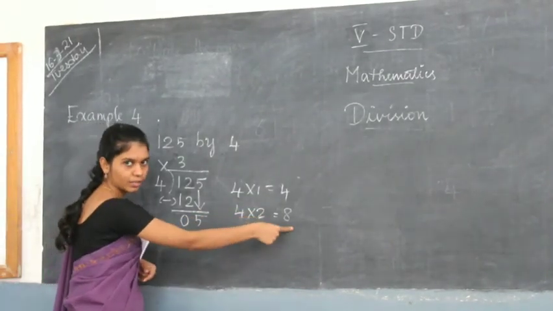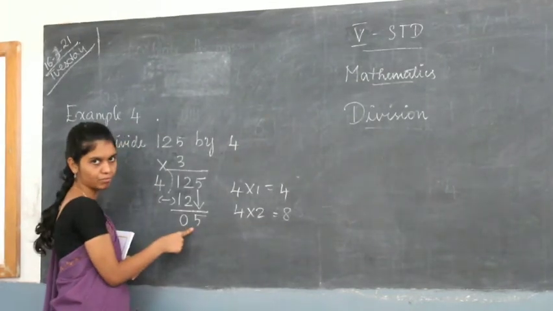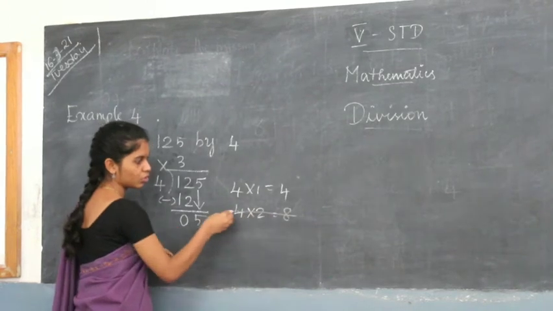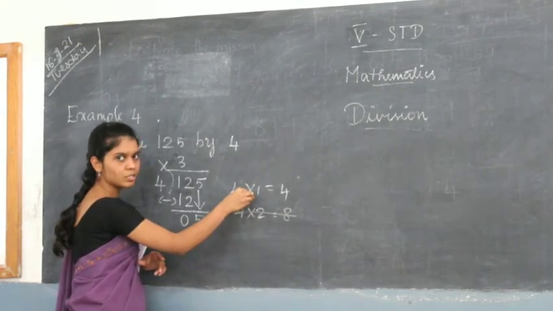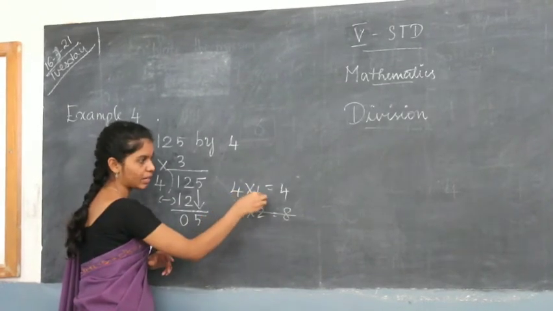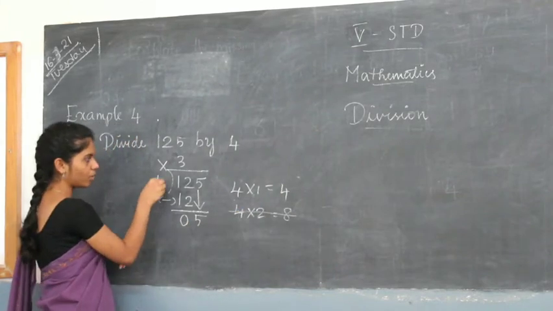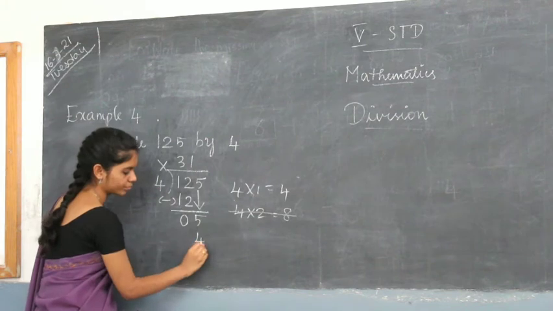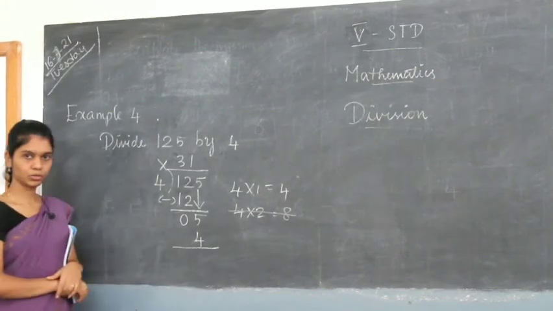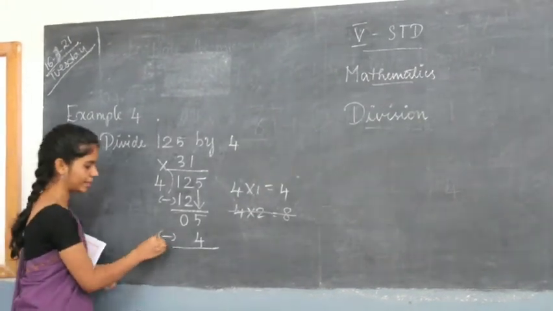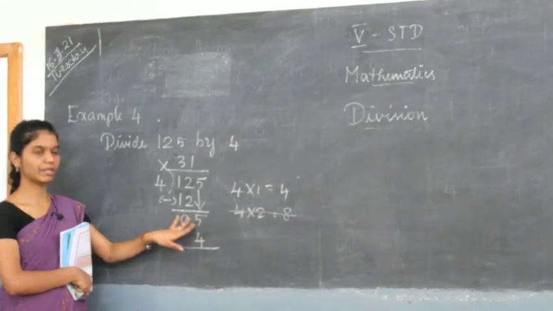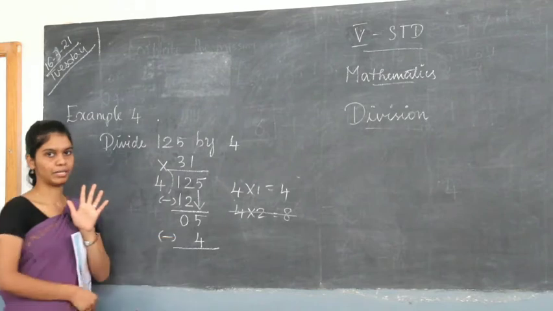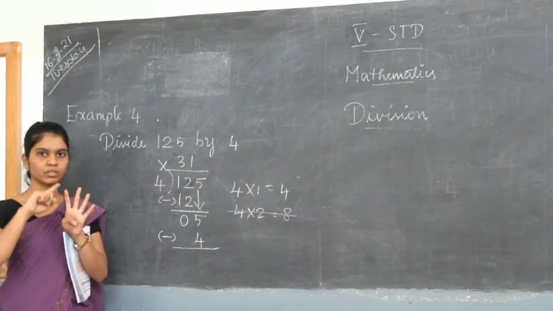So what you should do? You should see this number. 4 twos are 8. 8 is greater than 5. So you cannot use the number which is greater than 5. So you will go to the number smaller than 5. So 4 ones are 4. So 4 multiplied with 1 gives you 4. Now what you should do? You should subtract them. So here you have 5 and you have to subtract 4 from it. So let's subtract. 1, 2, 3, 4.